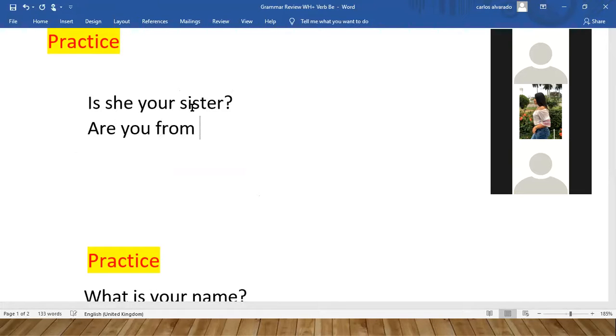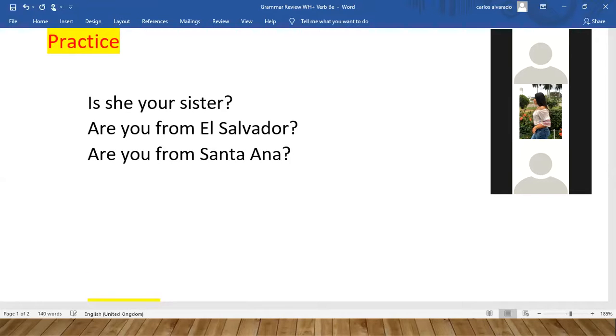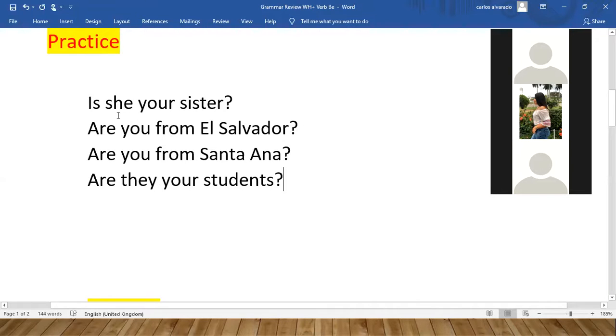Are you from El Salvador? Are you from Santa Ana? Okay. Maybe I want to change it and preguntarle a un grupo de personas. Are they your students? Okay. Now, I can continue, right? Siempre y cuando pongo el verb to be adelante, al principio, y pongo un sujeto. That's it. That's all I need to ask a question.